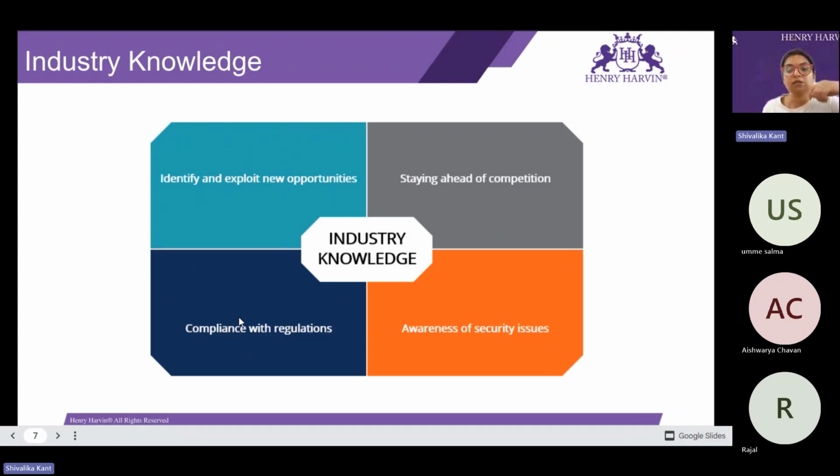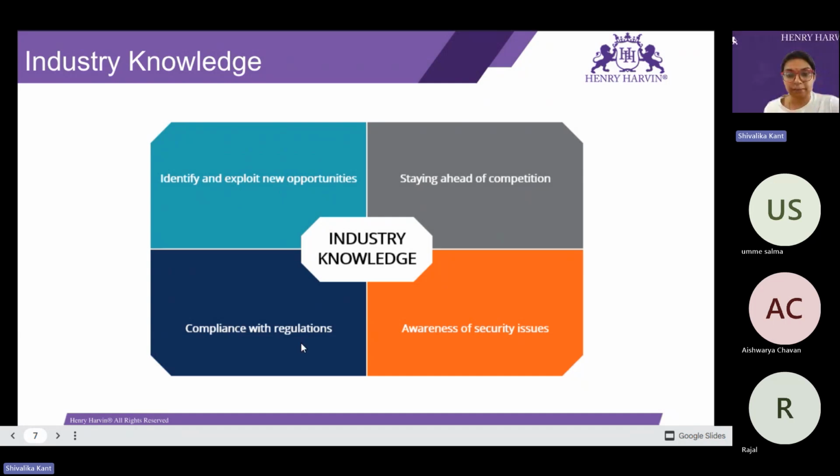Then we have compliance with regulations. Every industry is governed by a set of laws, policies, and regulations that we as businesses must follow. So industry knowledge means staying aware of evolving legal frameworks also, whether related to labor laws, environmental standards, taxation, or safety. This protects against legal risks, fines, and reputational damage, and builds trust with the stakeholders.